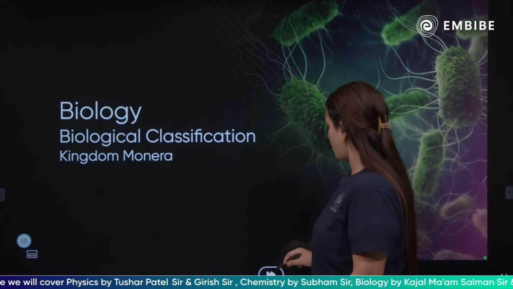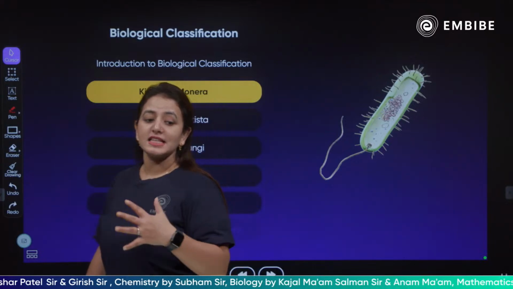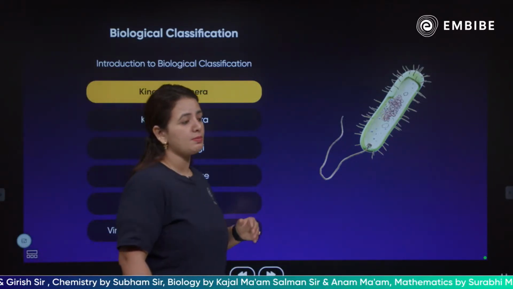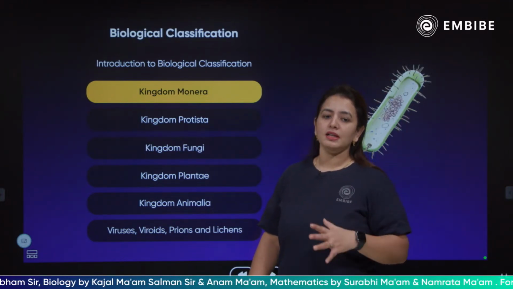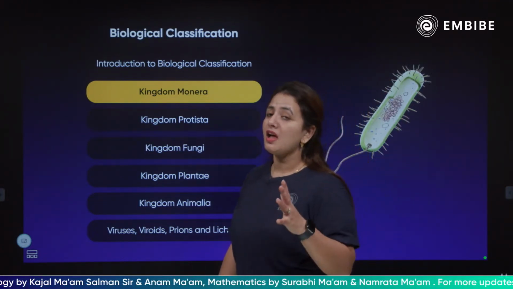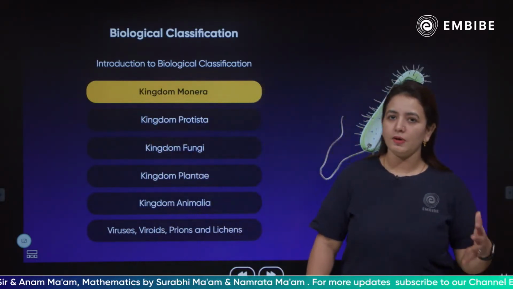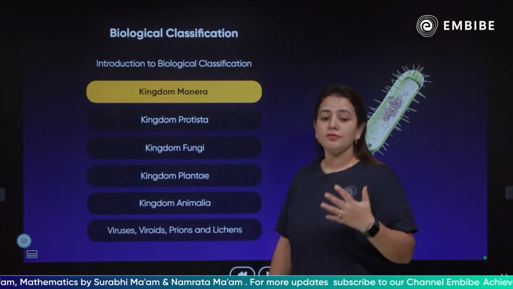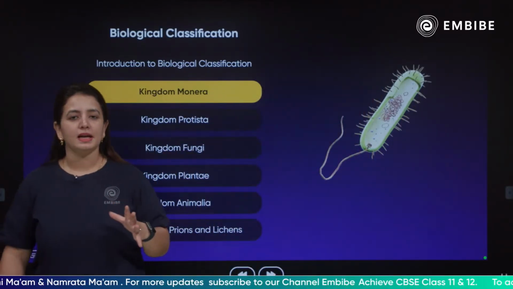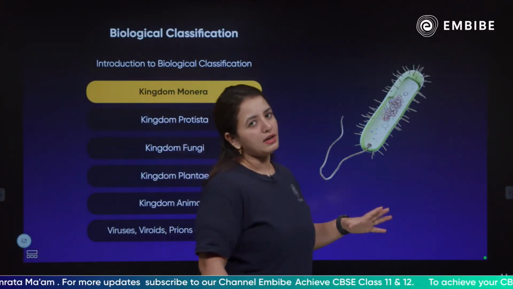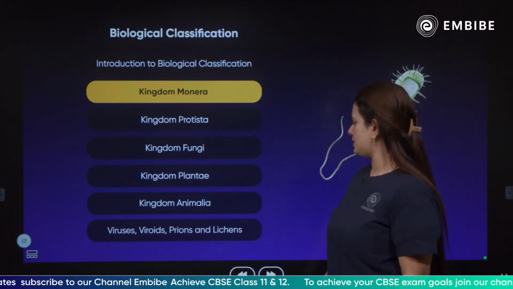Talking about the kingdom Monera, children, the very first thing is that through these sessions we're going to discuss everything related to kingdom Monera. Then we're going to discuss Protista, fungi, the plant kingdom, of course, and the kingdom Animalia will be discussed by your zoology ma'am, along with viruses, viroids, prions and lichens. All these sessions will take place regularly on our Embibe app, in the proper sequence.